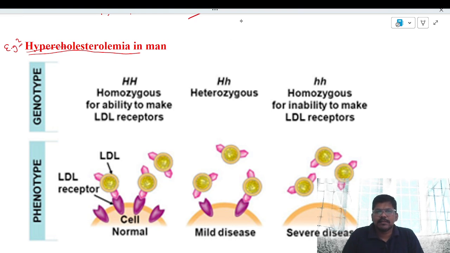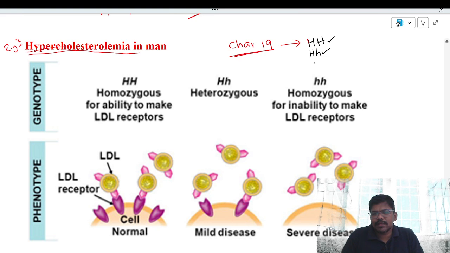Hypercholesterolemia is a disorder. On chromosome number 19, we can see the genes that are responsible for the formation of LDL receptors. Those genes occur in pairs. The alleles for the gene responsible for the formation of LDL receptor are: homozygous dominant HH, heterozygous dominant capital H small h, homozygous recessive small h small h. Capital H is the dominant allele, small h is the recessive allele.